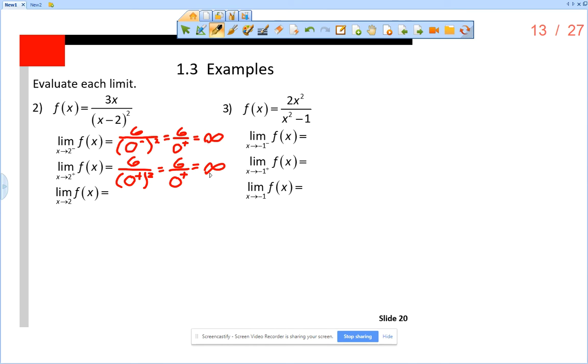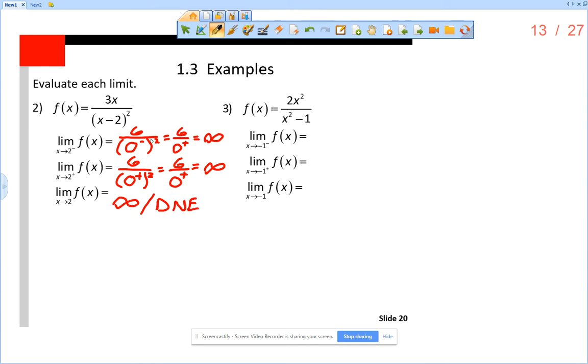Now a lot of people say, okay, if the limit from the left is positive infinity and the limit from the right is positive infinity, then doesn't that mean that the overall limit is positive infinity? Well, you could write it, but remember, infinity is not a number, and so we would have to say that limit does not exist.